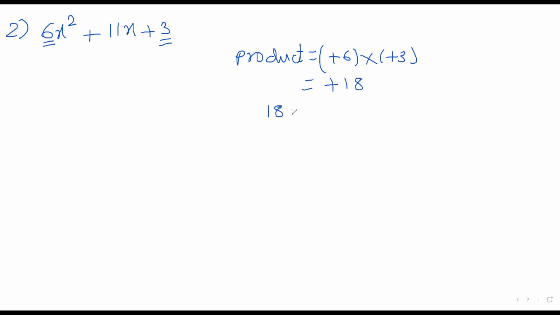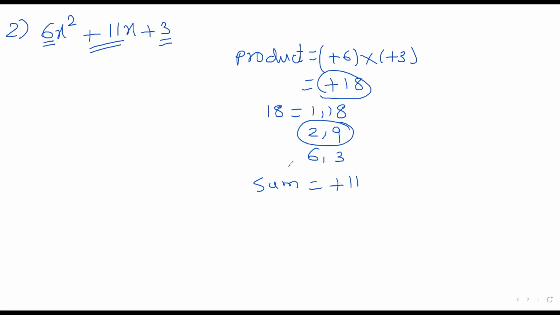Now you have to write the factors of 18 in pairs: 1, 18, 2, 9, and then 3, 6, and they will repeat. Which factors give a sum equal to plus 11? The middle term gives you the sum of the two factors. The sum is positive and the product is positive, so both factors are positive. And the factors are 2 and 9, isn't it? So this will be 6x square plus 9x plus 2x plus 3.